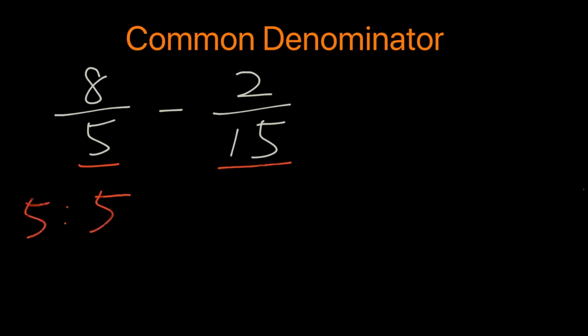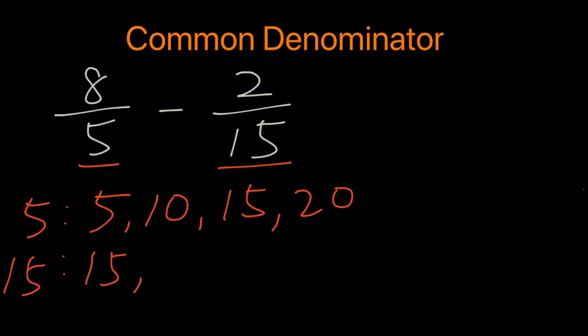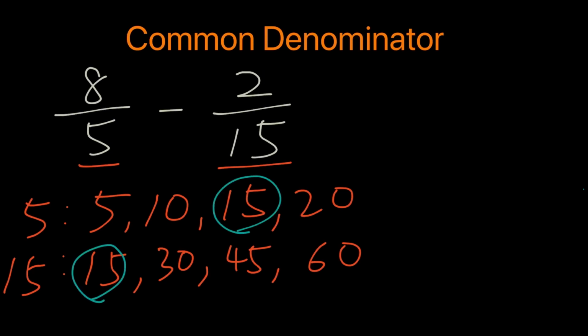5 times 1 is 5, 5 times 2 is 10, 5 times 3 is 15, 5 times 4 is 20. For 15, 15 times 1 is 15, 15 times 2 is 30, 15 times 3 is 45, 15 times 4 is 60. We can stop as soon as we find a common denominator. In this case, 15 and 15 here, they both match.